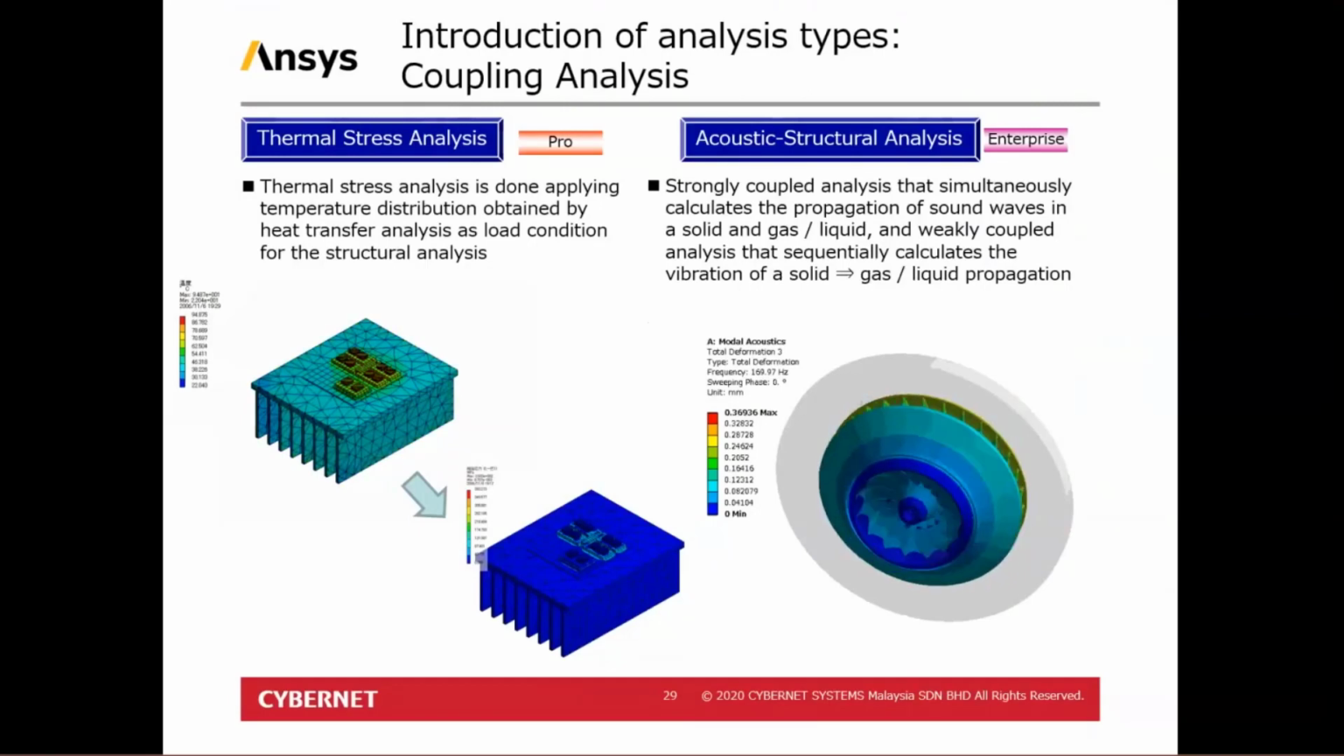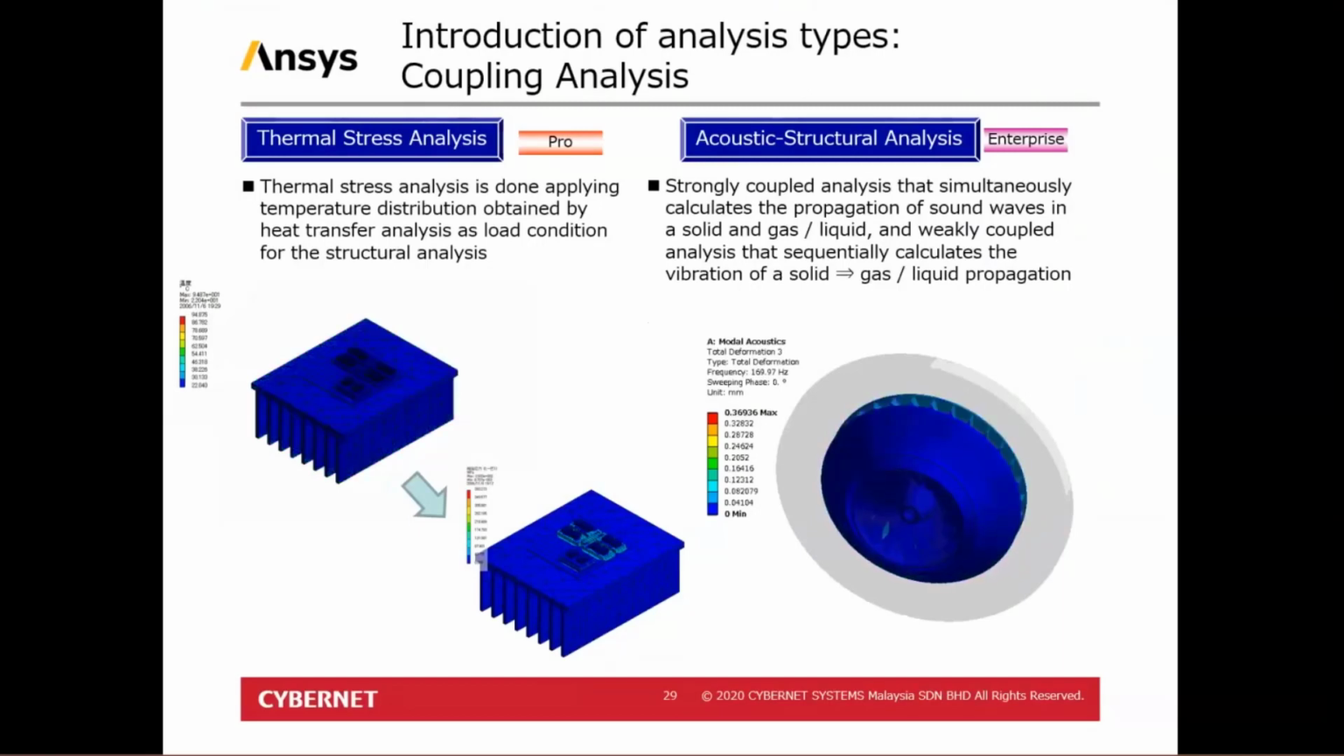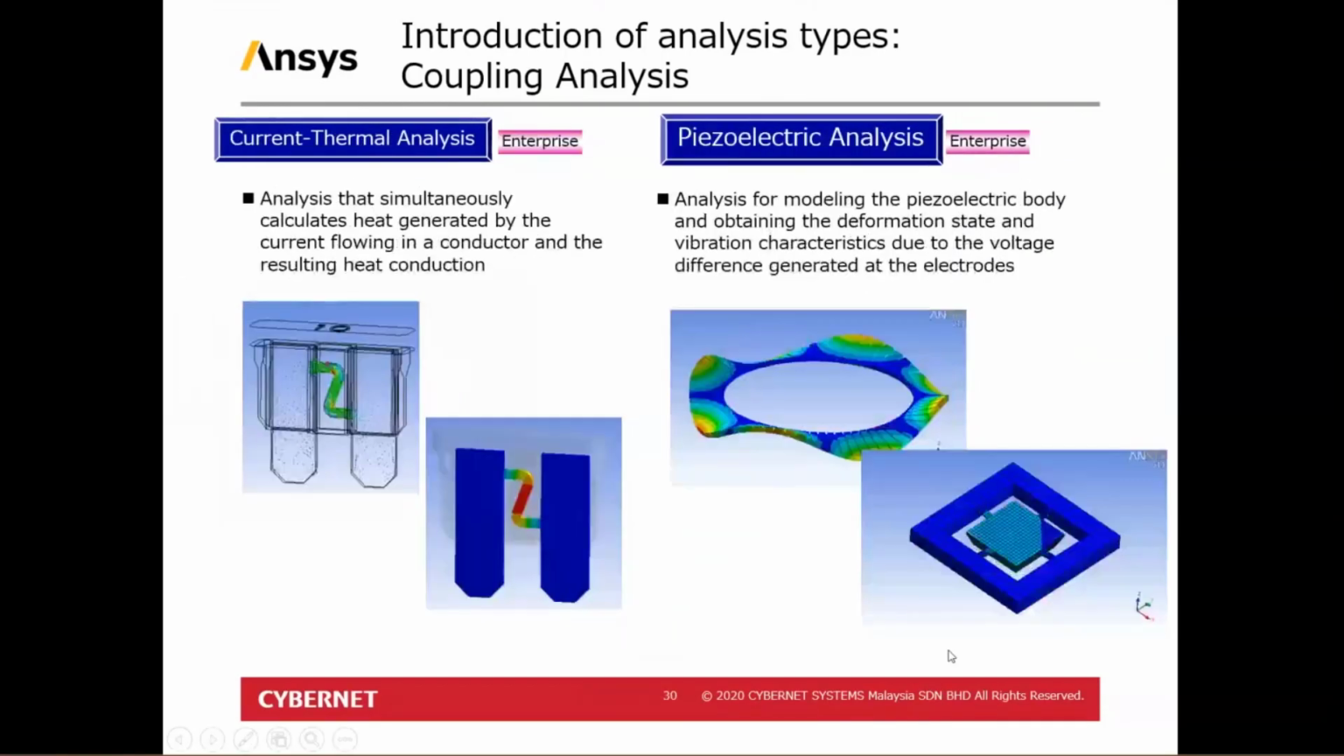And next we have acoustic structural analysis. This analysis combines the acoustic analysis and the structural analysis. This type of analysis can be divided into two parts: a strongly coupled analysis and also a weakly coupled analysis. So next we have yet more coupling analysis. This one is the current thermal analysis and also the piezoelectric analysis.